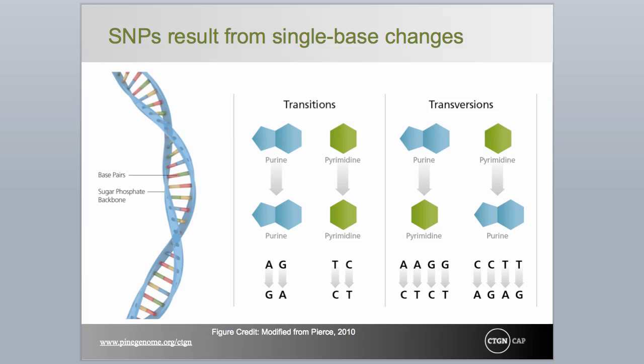The bases, or nucleotides, that make up the DNA code are classified as either purines or pyrimidines. Bases always pair with a specific member of the opposite class, A with T and G with C. SNPs may be classified as being either transitions, that is, a change to the other base in the same class, or transversions, that is, a change to a base of a different class.